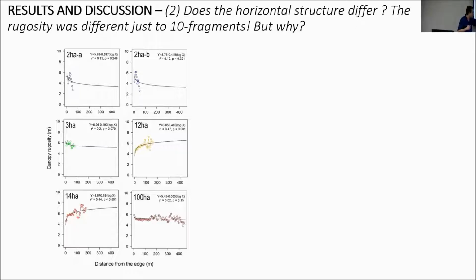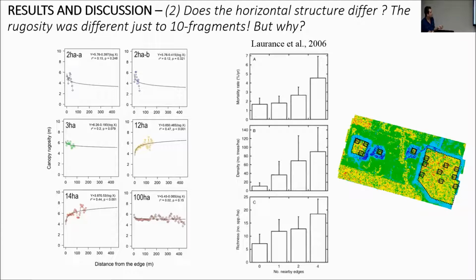And in the huge fragment, 100 hectares, the buffer effect is higher. The edge effect exists, but it's smaller. It's not so dangerous, the damage is not so high, because you still have some bigger trees in the edge and interior. We hypothesize that to explain this.